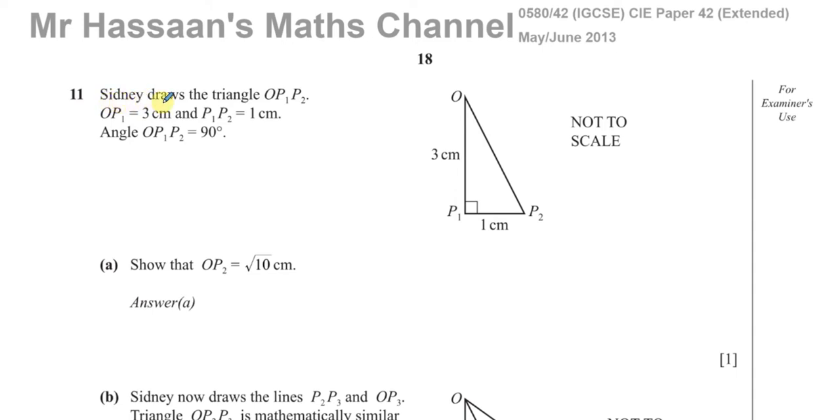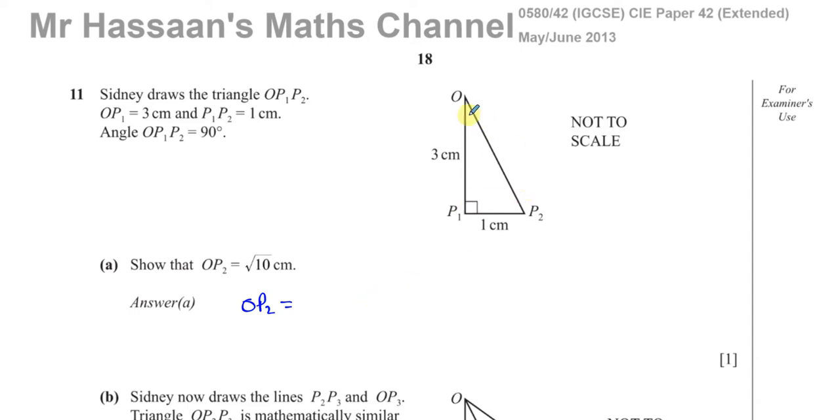So it says Sydney draws the triangle OP1P2. OP1 has length 3 centimeters, and P1P2 has length 1 centimeter, and the angle OP1P2 is a right angle, 90 degrees. Part A says show that OP2 is equal to square root of 10. Now that's pretty straightforward, but you have to show your steps very clearly because they've already given you the value.